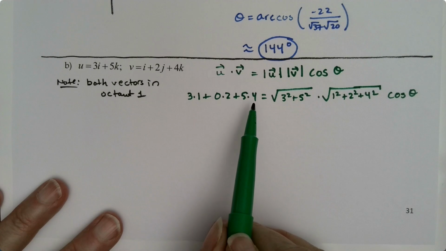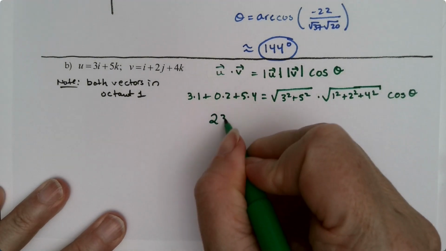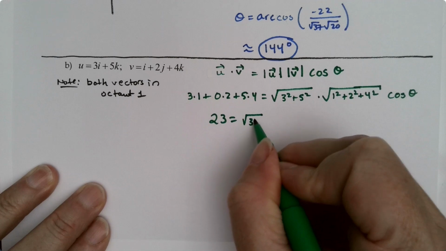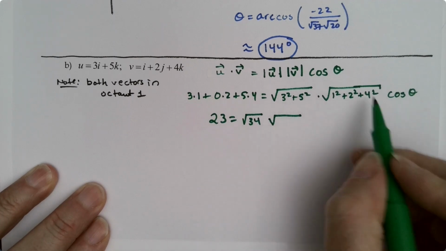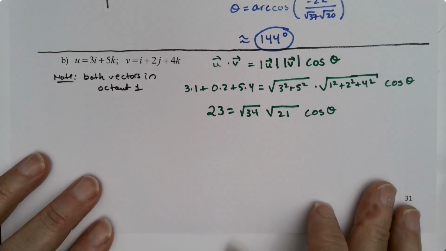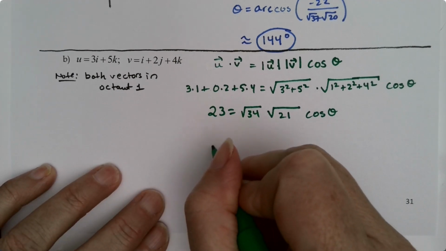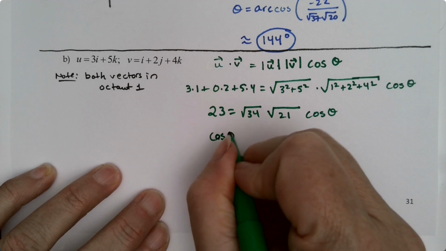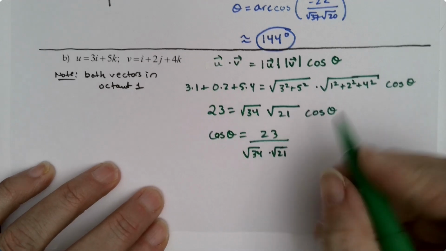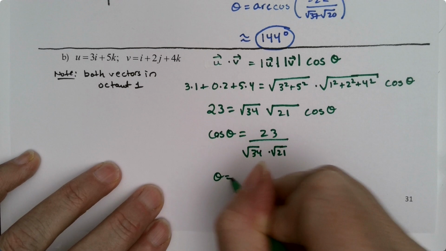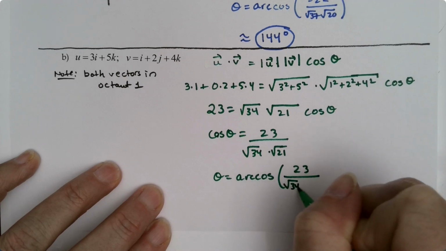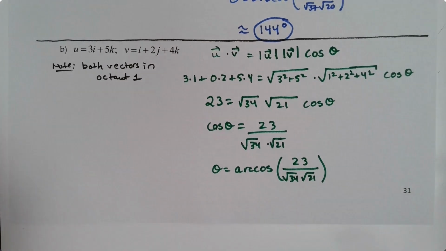Okay, so over here this is 20 plus 0 plus 3, so this is 23. This is the square root of 25 plus 9, so 34. This is the square root of 16 and 4 and 1, so that's 21. If the cosine of the angle is equal to 23 over the square root of 34 times the square root of 21, then theta must be the arc cosine of 23 over the square root of 34 times the square root of 21. And we will just make Maple do it.